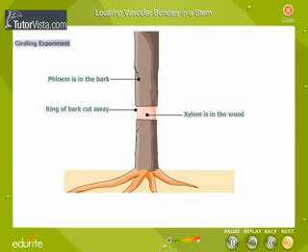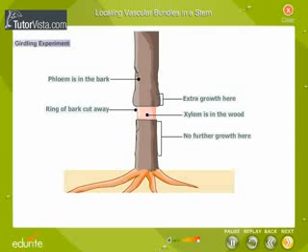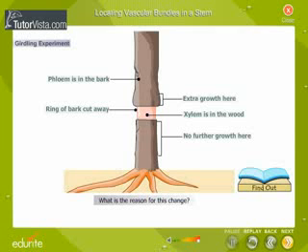Water the plant as usual. After a few days, you will observe a bulge of growth above the ring and no growth below the ring. What is the reason for this change?